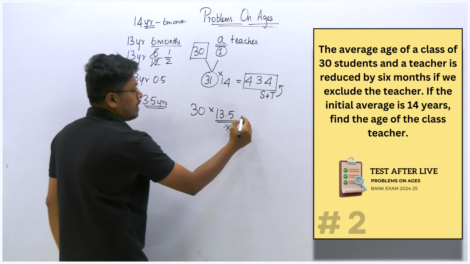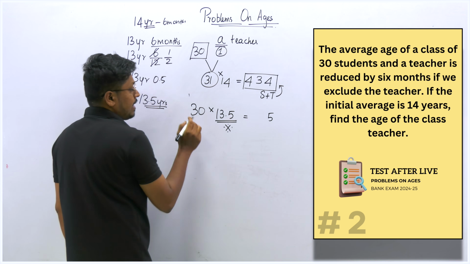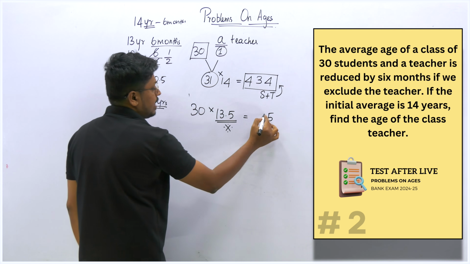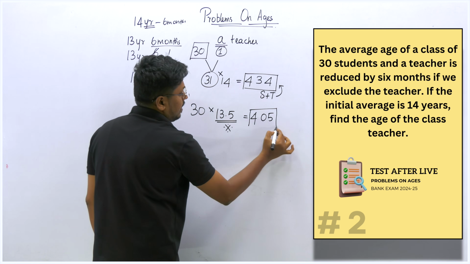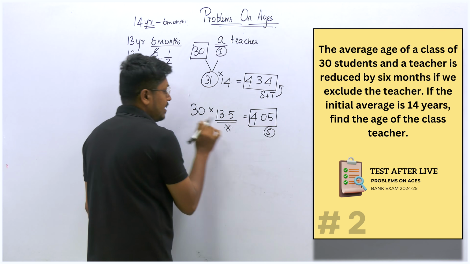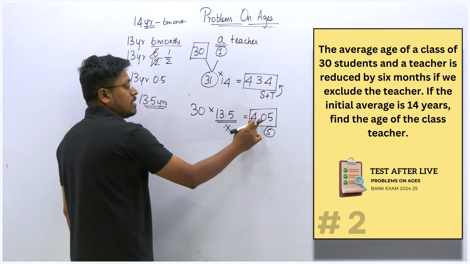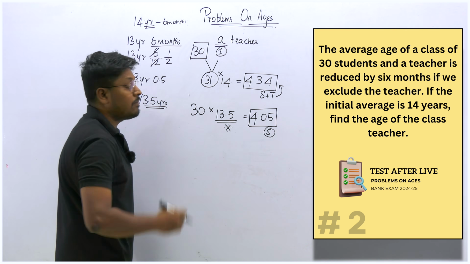So now we can multiply this. So 5 into 3 will be 15. So remaining will be 1. 3 3s are 9, plus 1, 10. Remaining will be 1. So 405. So 405 will be the total age of the students. Only the students, because the teacher has been excluded. So the students' total age is 405 and the students plus teacher total age is 434.